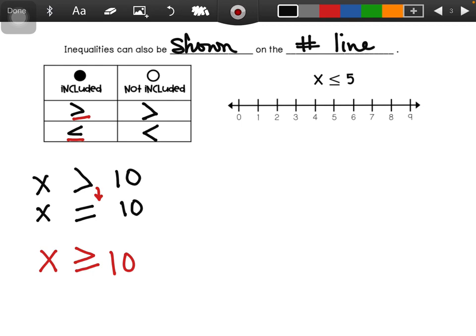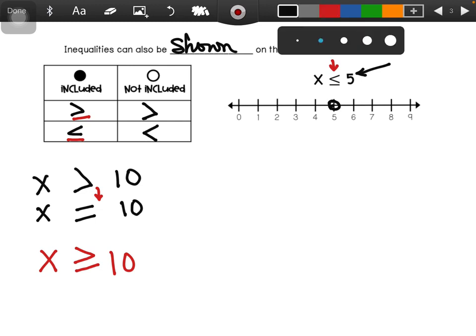X is less than or equal to 5. Well, the number I'm looking at is the number 5, so that's where my dot's going to go. Okay, so I'm going to start with a hole, and then I'm going to look at my sign. Does my sign have the equal attached to it? Well, in this case, it sure does. So I'm going to go through and I'm going to blacken my dot completely. Then I'm going to look at the arrow. Which direction does the arrow go?